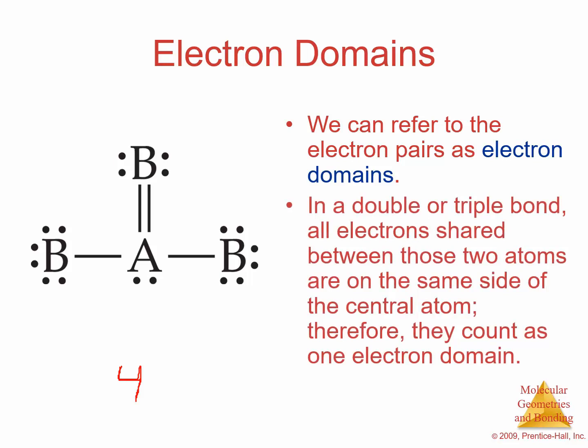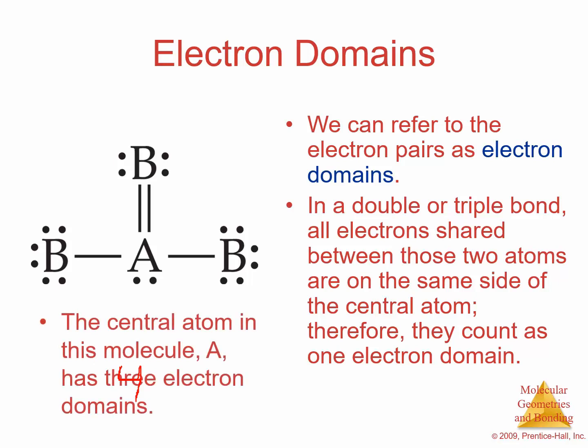Now, in a double or triple bond, all electrons shared between those 2 atoms are on the same side of the central atom. Therefore, they count as 1 electron domain. Take this molecule, AB3, for example. Does it obey the octet rule? No, because it has more than 8. Then how many electron domains does it have? The central atom A in this molecule has 4 electron domains: 1, 2, 3, and this double bond is counted as 1 electron domain.